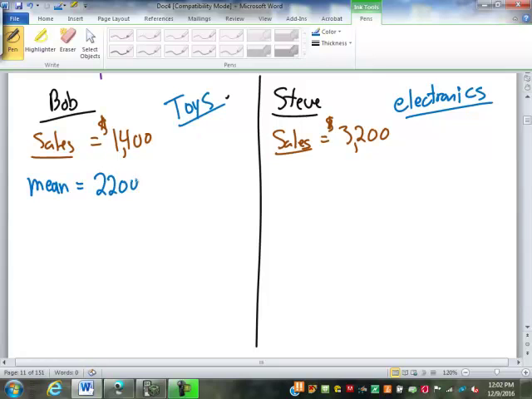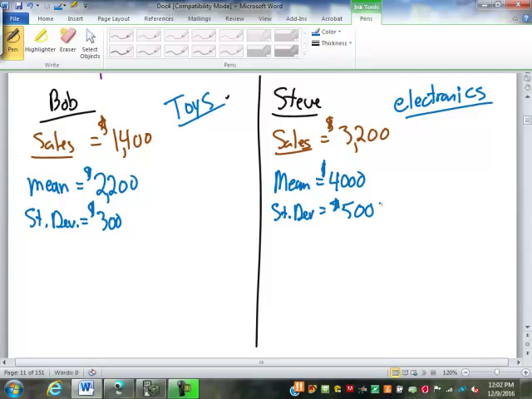was $2,200 that week, with a standard deviation of 300. Let's say the mean for all people in electronics was $4,000 that week, with a standard deviation of $500.